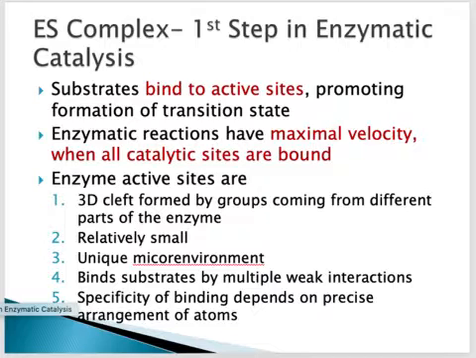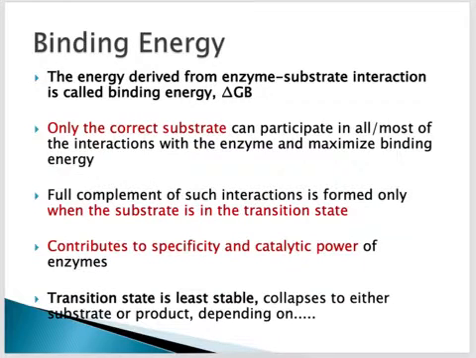When the substrate binds with the enzyme, some interactions happen and it releases some energy, and this energy helps the reaction to proceed faster. This energy is called binding energy. The binding energy is the energy that is derived from enzyme-substrate interaction, and it is denoted by delta G B.